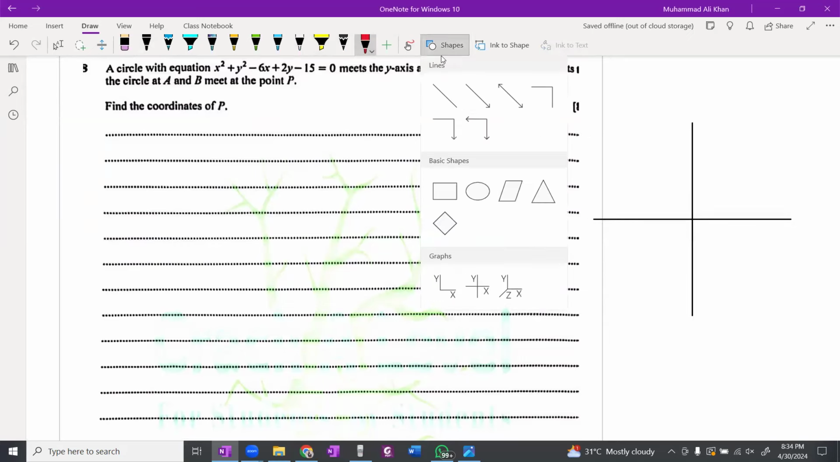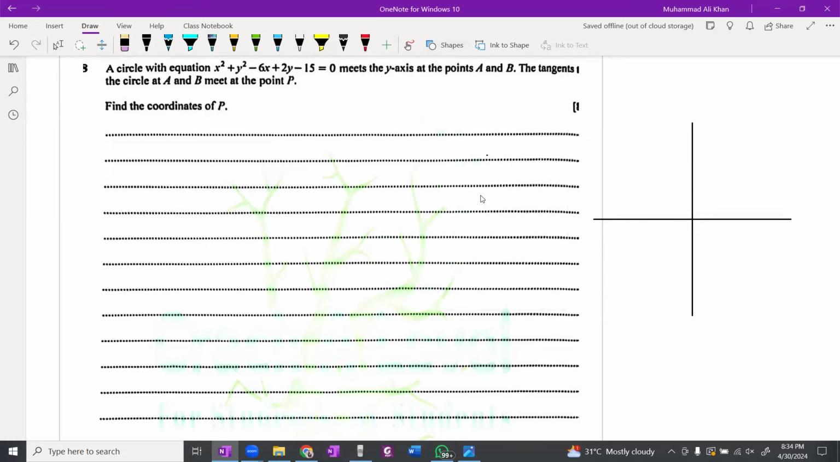Let's say here is a circle. And now, this is, let's say, point A. And this is, let's say, point B. It is just a simple sketching. It is not the accurate drawing. And this is the circle's center.